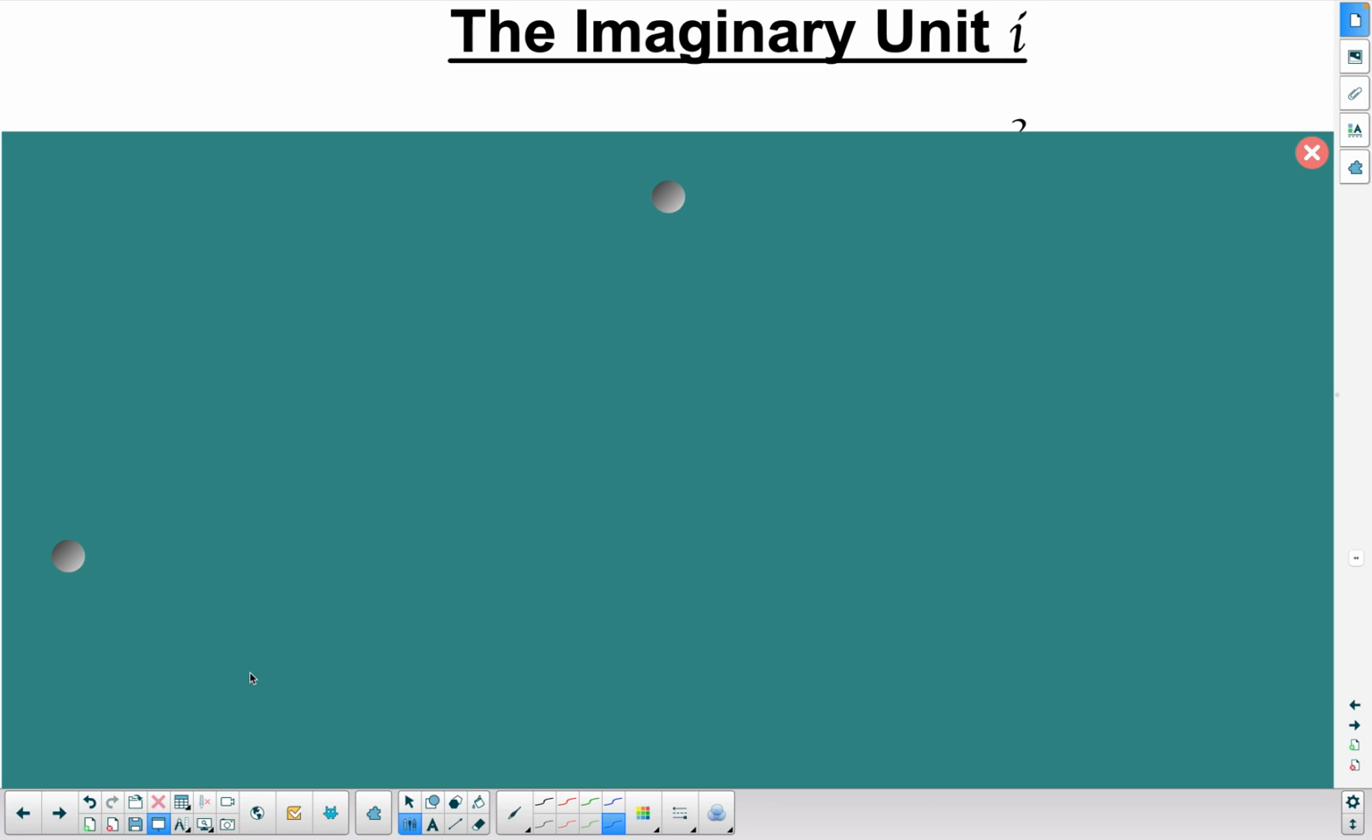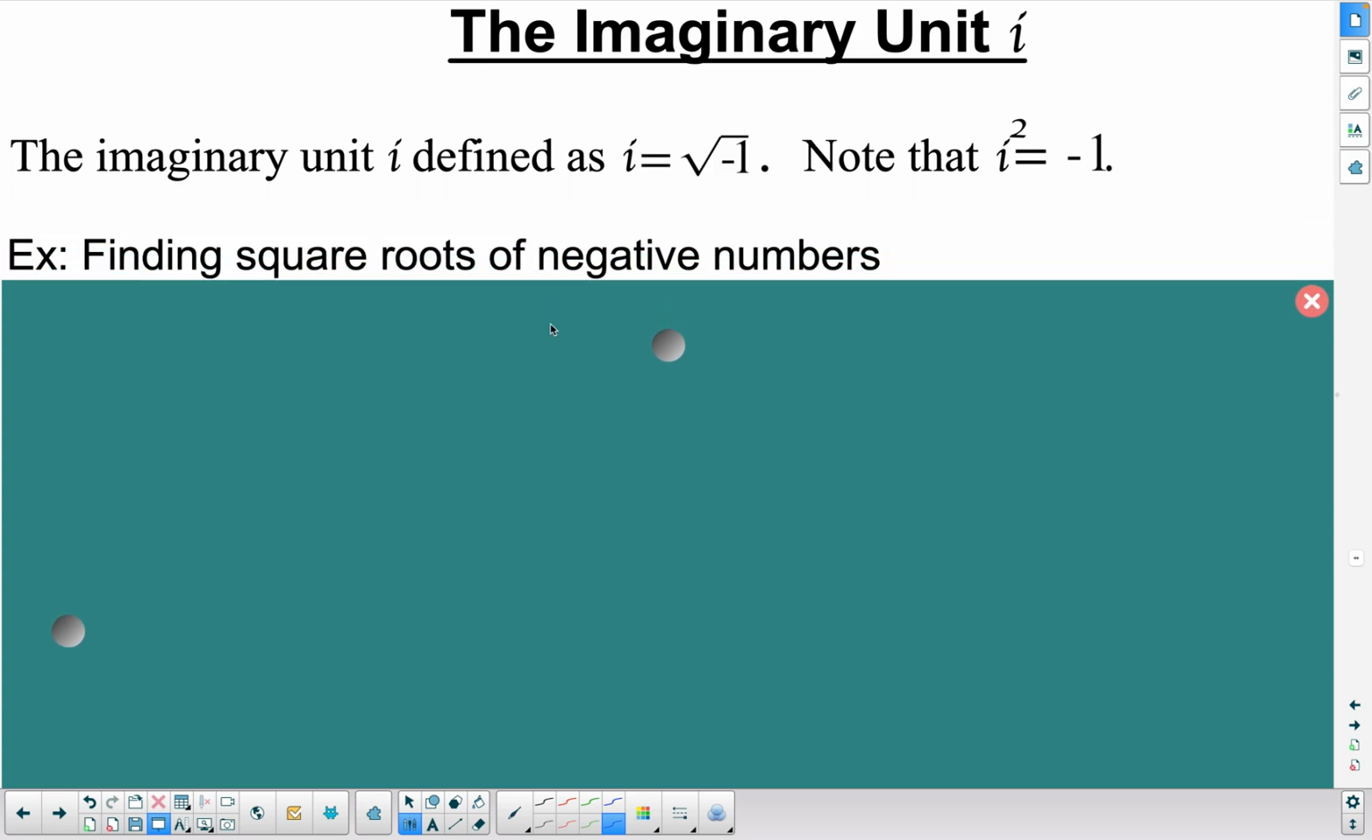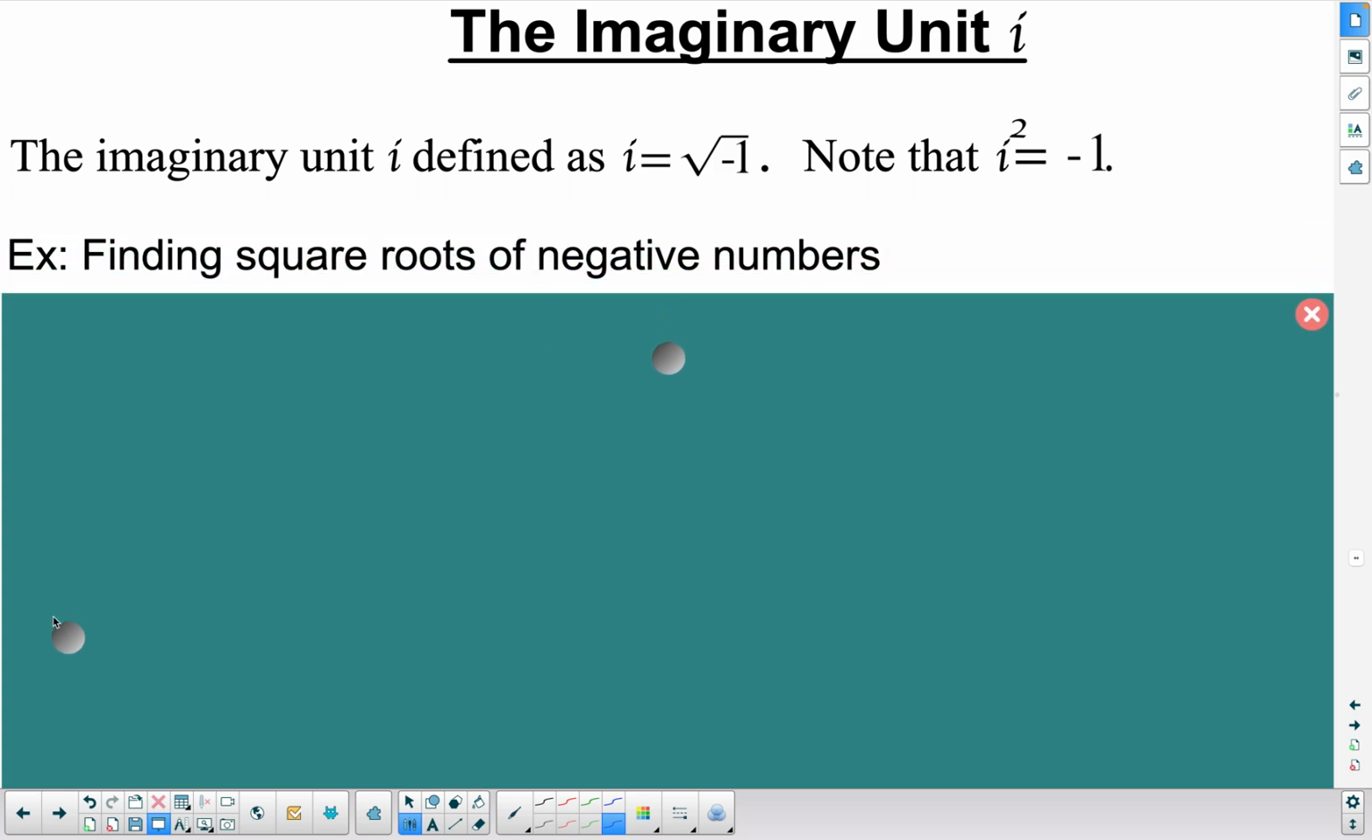Hi, in this video we're going to continue talking about the imaginary unit i. This is part 2. So recall that i is equal to the square root of negative 1 and that i squared equals negative 1. So let's go ahead and find some square roots of negative numbers.